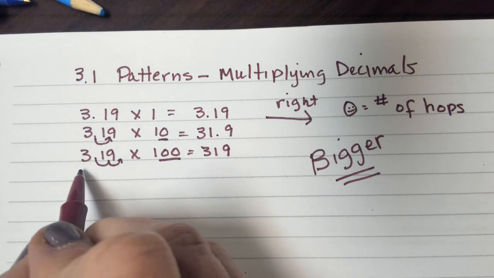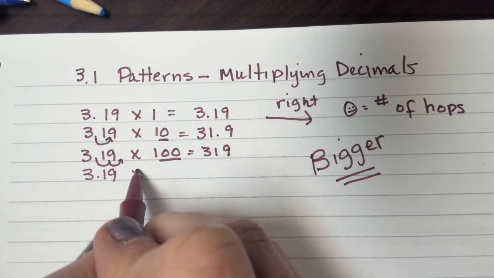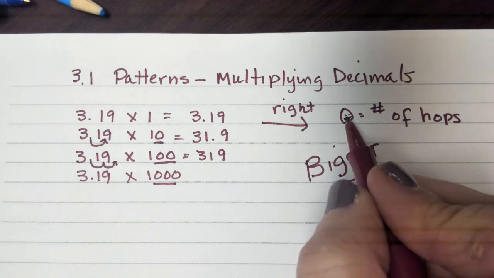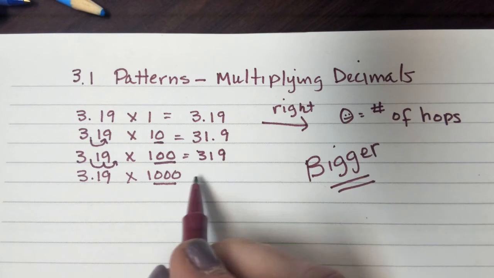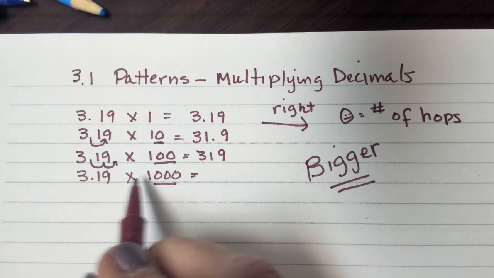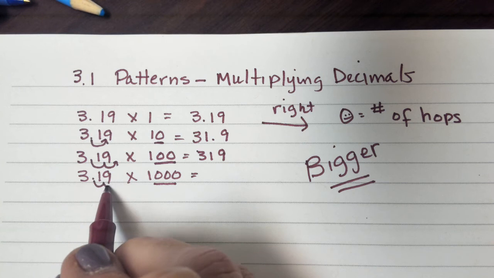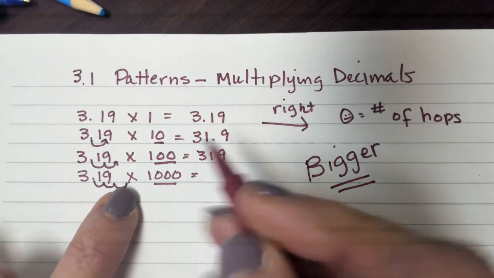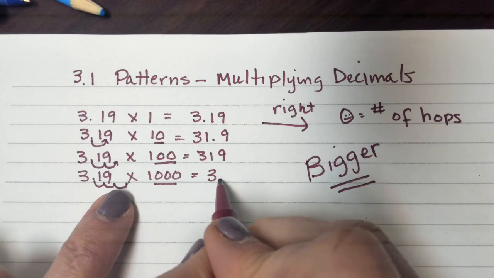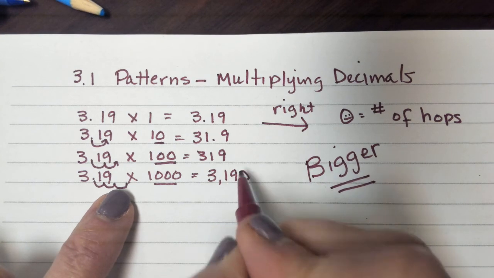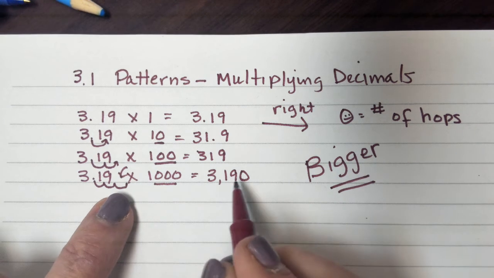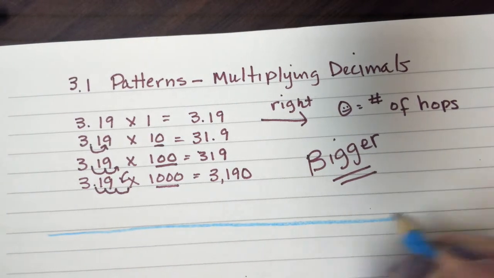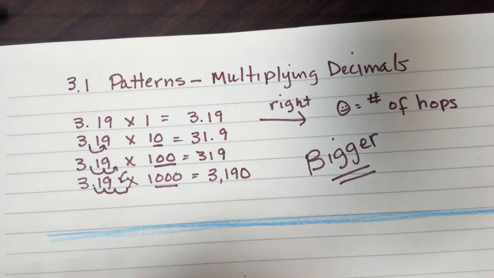So now what if we take 3 and 1900ths and multiply it by 1,000? Again, we're going to go to the right. And how many zeros is the number of hops we take? So this one says we are taking 3 hops to the right. So 1, 2, 3. Notice I don't have a number there. I'm going to place a 0 in its spot. So now I've got 3,190. I need to fill in that empty spot with a 0. Okay, that's pretty easy. So let's go to the next part of our lesson.